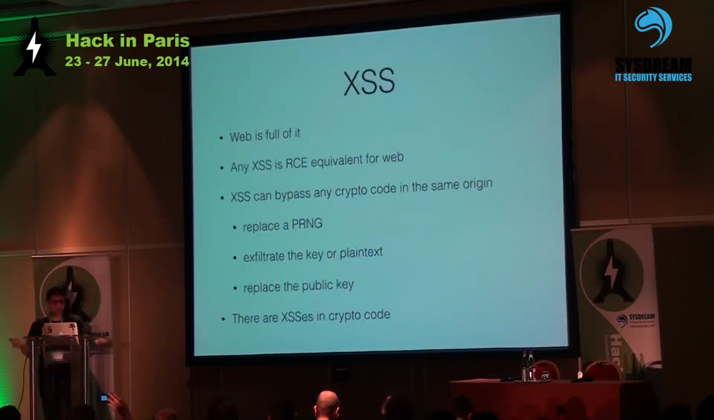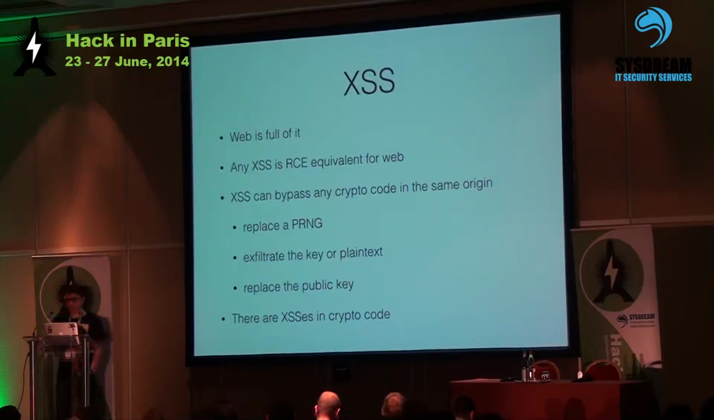Obviously, XSS is just a lame example here, because we all know XSS is not going to be solved as a problem all over the board. You need to solve the problem for yourself, usually, for your application. But what I would argue is that you need to look at cross-site scripting as an equivalent of remote code execution, especially in crypto libraries, because XSS can basically bypass any sort of security guarantees that your JS code has within the same origin. So, for example, you can replace a random number generator, exfiltrate the key, or like you're almost limitless in that area.